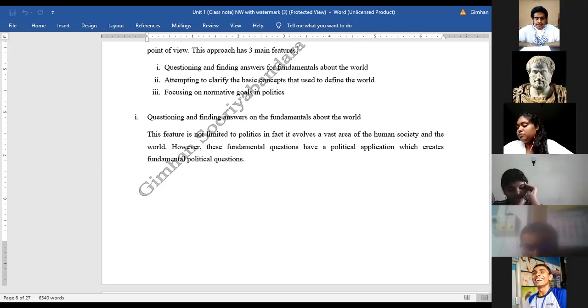Questioning and finding answers on the fundamentals about the world. This feature is not limited to politics. In fact, it involves a vast area of human society and the world. However, these fundamental questions have a political application, which creates fundamental political questions.